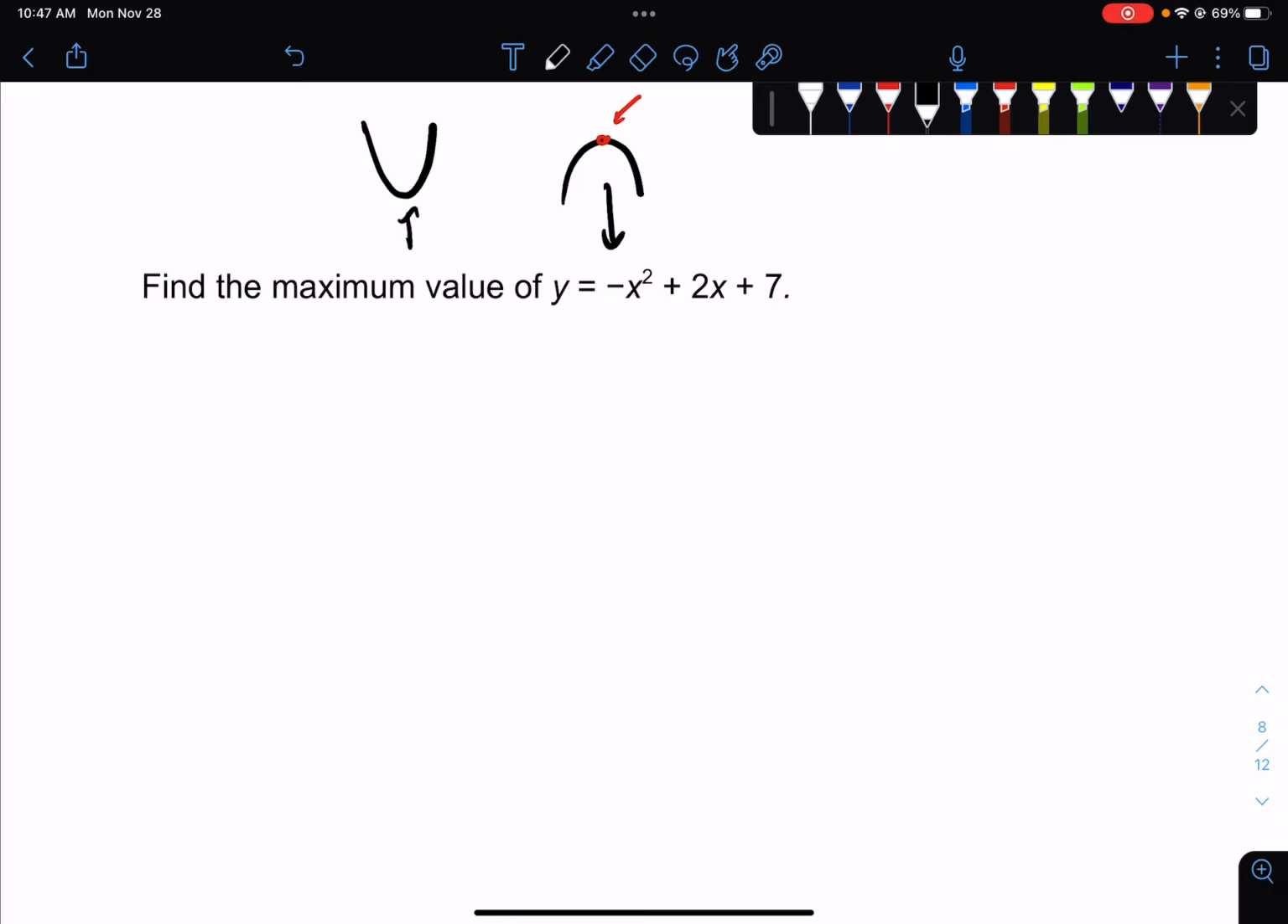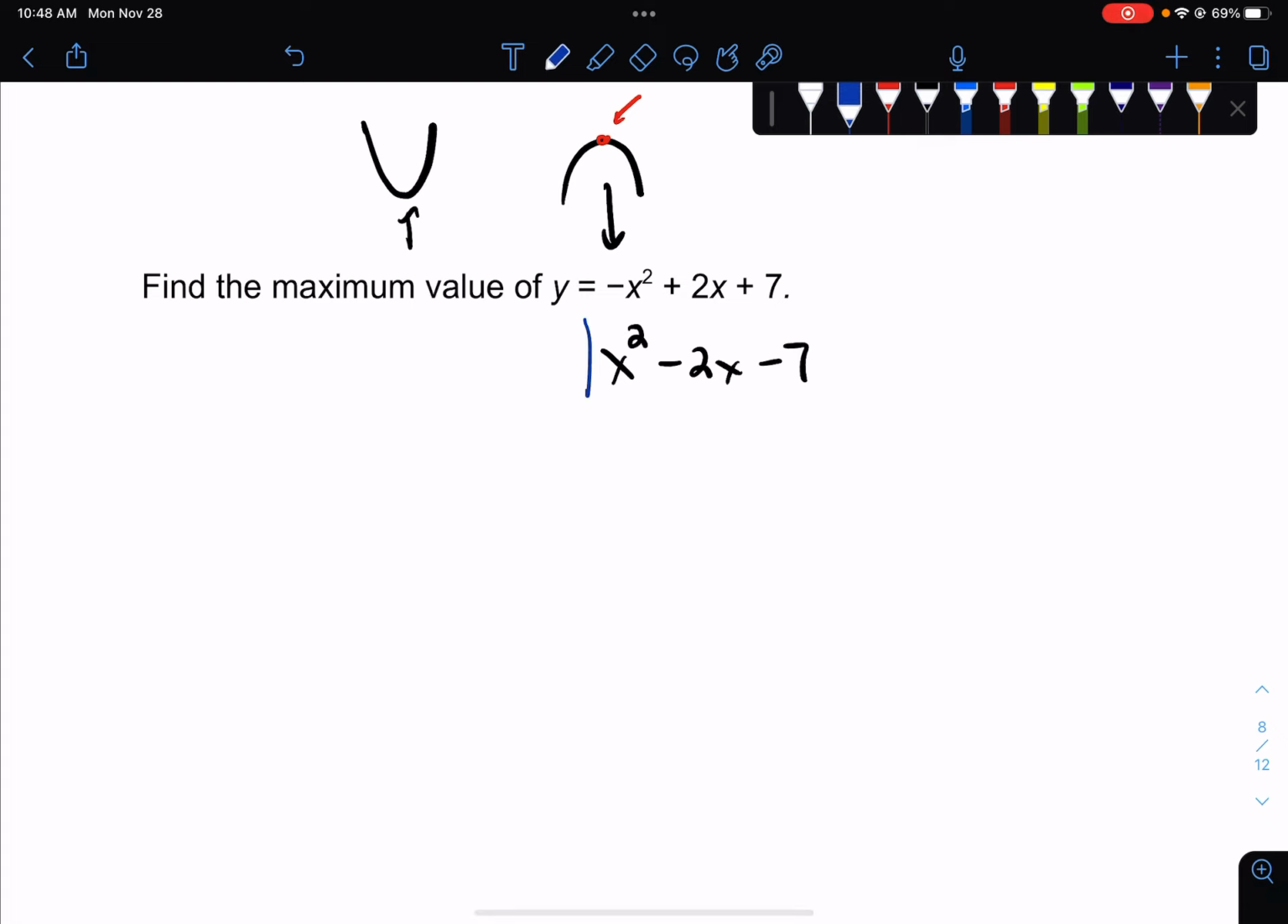I take that negative x squared and I change it to be a positive x squared. And I take that positive 2x and I change it to be a negative 2x. And I take that plus 7 and I change it to be a minus 7. That's how I deal with the negative, and we'll fix that later, okay? I just get rid of it. I change everything to be a positive. And then I'm going to follow my same steps.